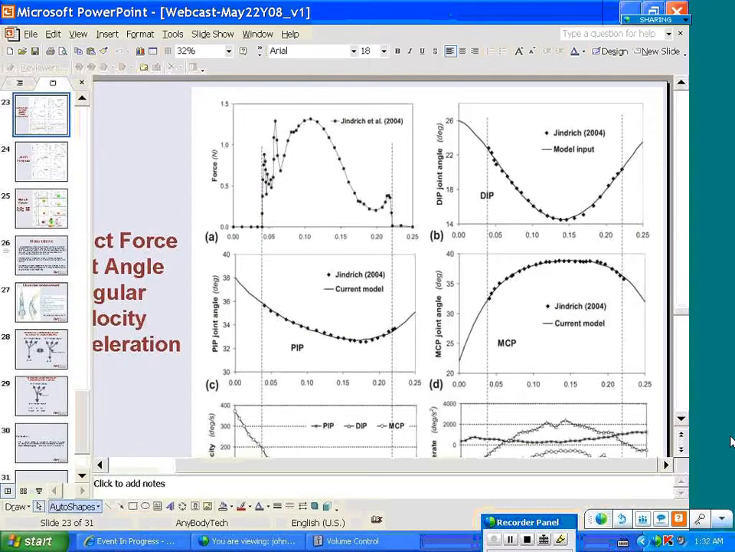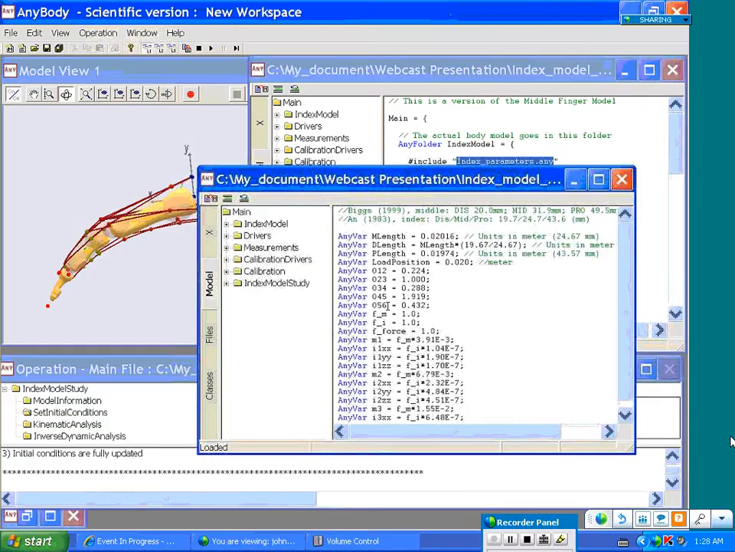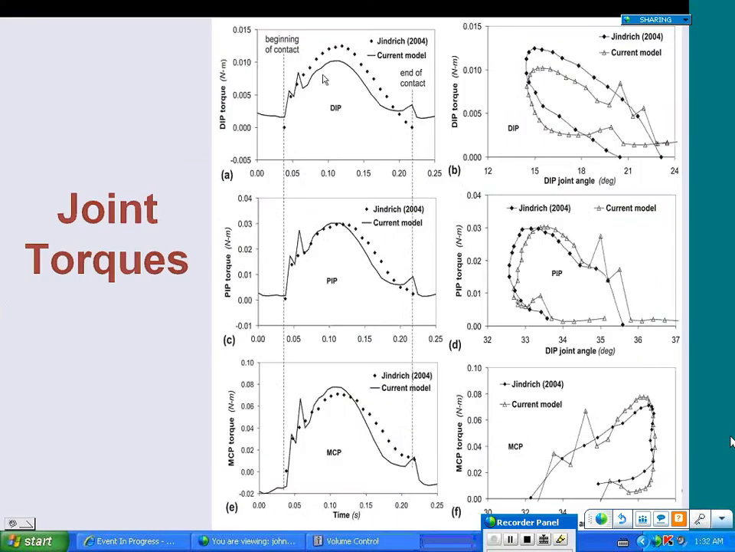The next slide shows the joint moment as a function of time, predicted and compared with the published data. This is not measured, it is also simulated. We just make sure it's consistent with the published analysis. The first dotted line shows the beginning of contact, the last is the end of contact. Then we see DIP, PIP, MCP joint torque as a function of time. It fits very well to other people's published data.